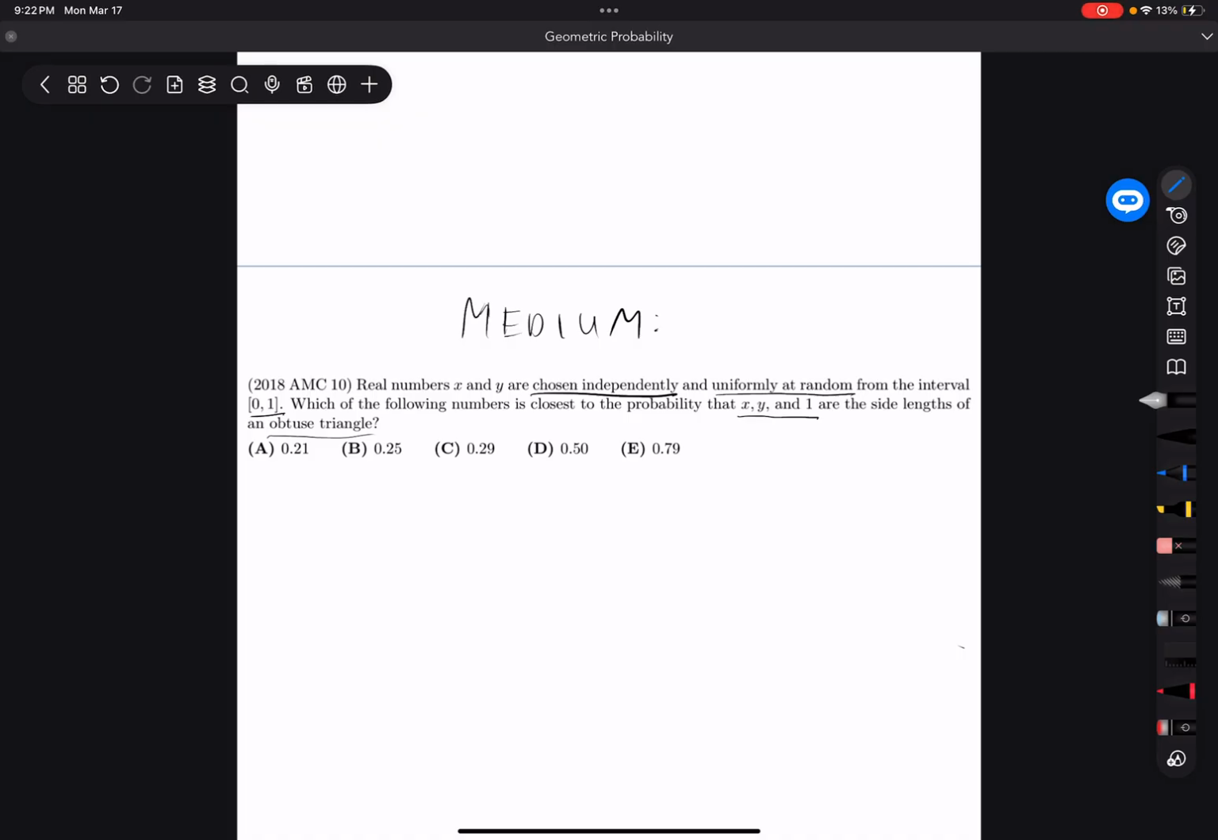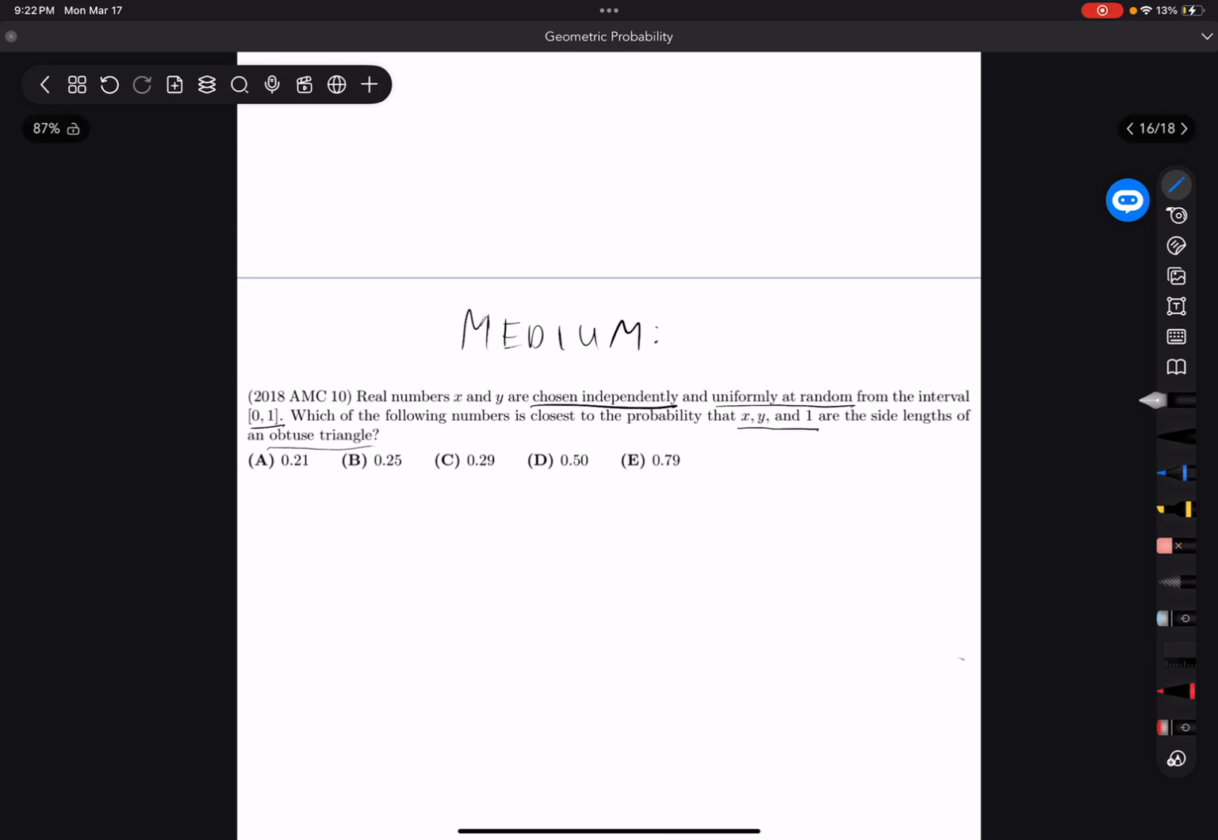Now, if you don't know what the triangle inequality theorem is, that theorem basically states that if the side lengths are a, b, and c, a plus b must always be greater than c, b plus c must always be greater than a, and a plus c must always be greater than b. Okay, so now let's dive into this problem, now that we know that.